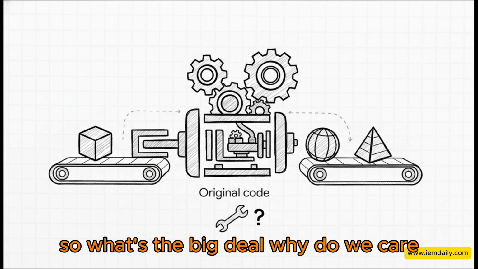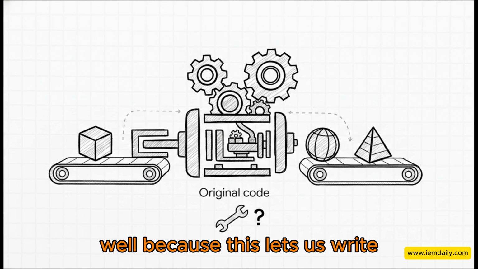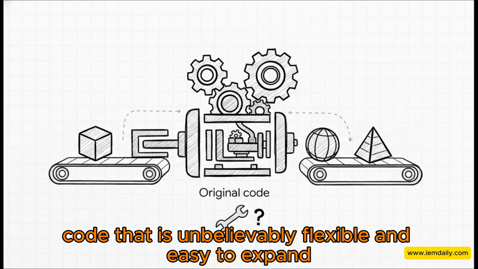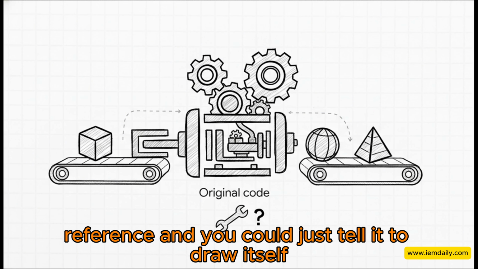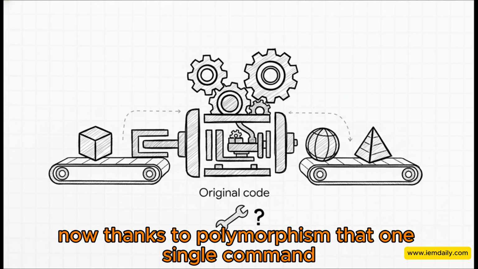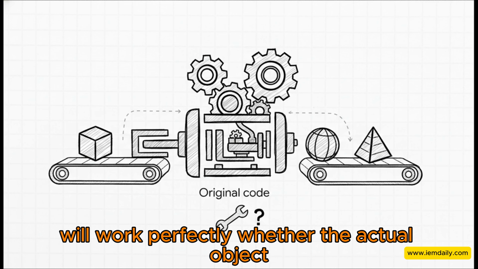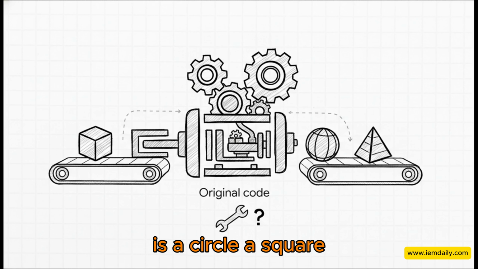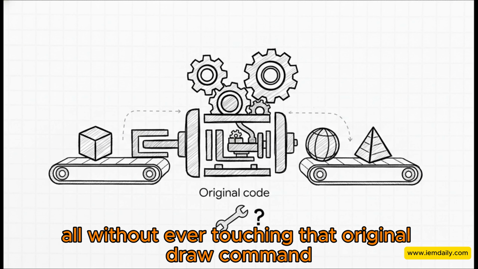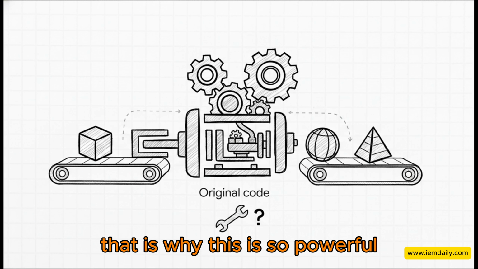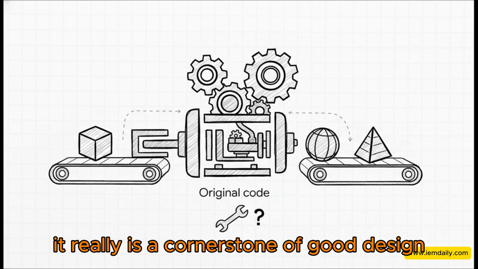So what's the big deal? Why do we care? Well, because this lets us write code that is unbelievably flexible and easy to expand. Think about a graphics program. You could have a general shape reference, and you could just tell it to draw itself. Now, thanks to polymorphism, that one single command will work perfectly whether the actual object is a circle, a square, or maybe a triangle that you decide to add 6 months from now, all without ever touching that original draw command. That is why this is so powerful. It really is a cornerstone of good design.